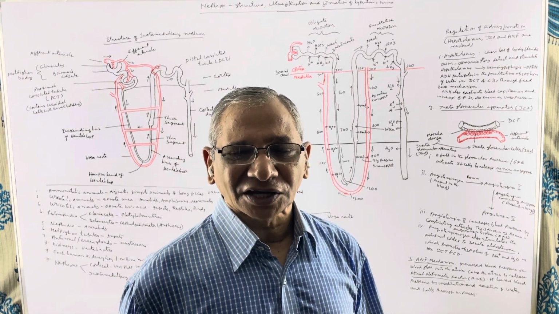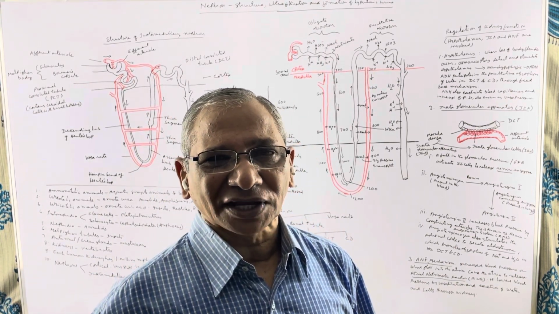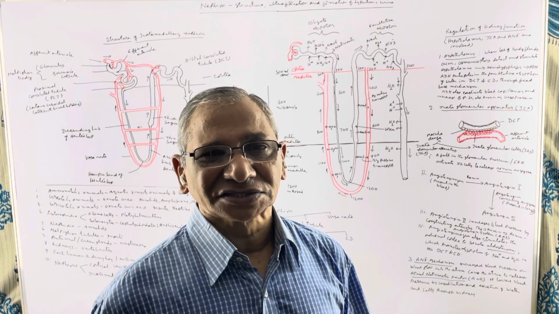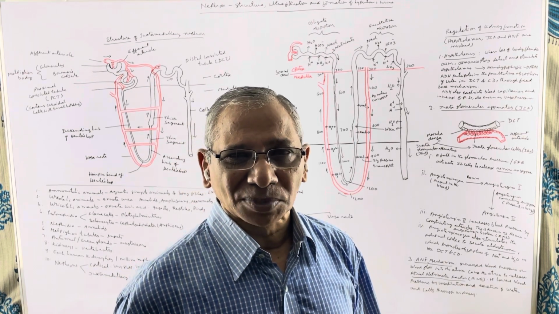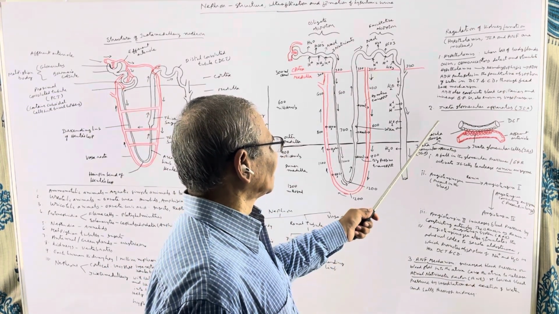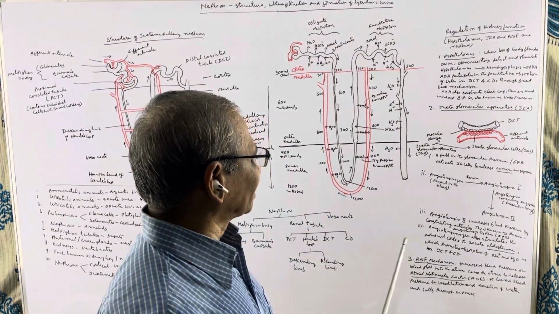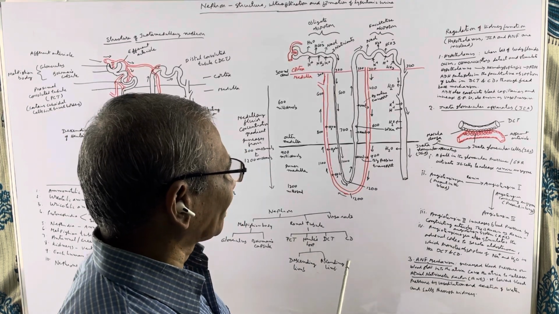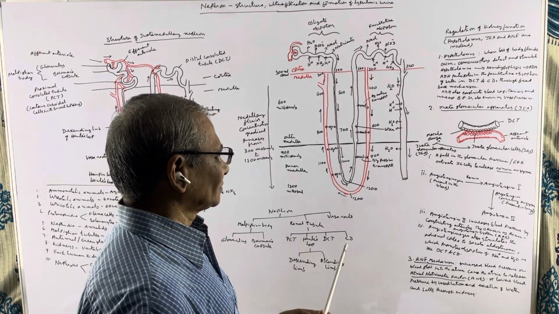Vasopressin contracts the arterioles, and when the arterioles contract, the blood pressure increases. In this way also, the blood pressure increases by ADH. Then, the juxtaglomerular apparatus. Juxtaglomerular apparatus is JGA.